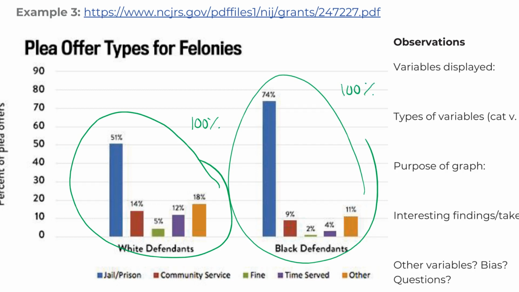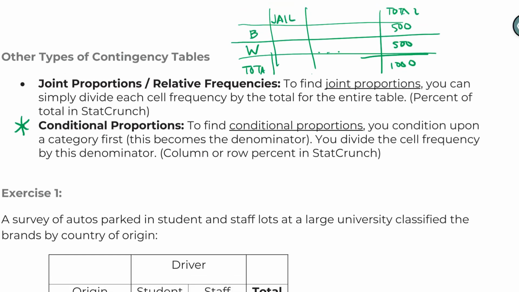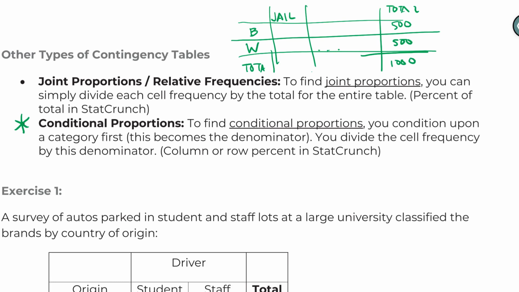So if there were the exact same number of white and black defendants, great, but we don't know that, right? All we know is that of the black defendants, 74% were offered jail or prison time as their plea. So this is what we call a conditional frequency. And in this case, we would have been conditioning on the actual race, right? So of these 500 people, and let's go ahead and in this example pretend that we didn't have the same numbers. Let's pretend this was 400 and that this was 600, just so we could see how we could use these conditionals to compare apples and oranges.